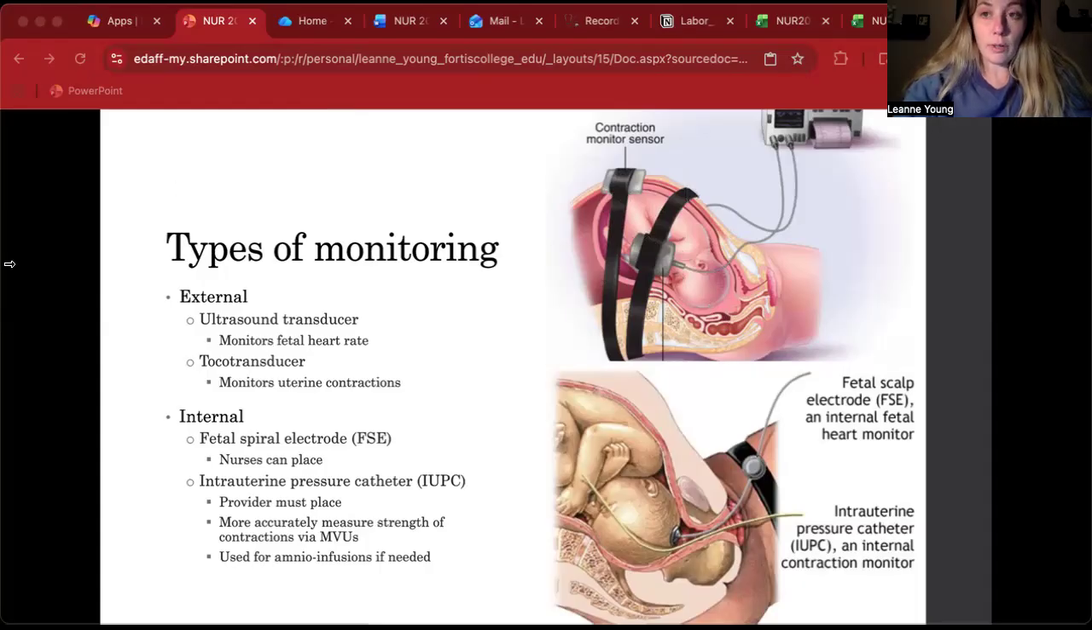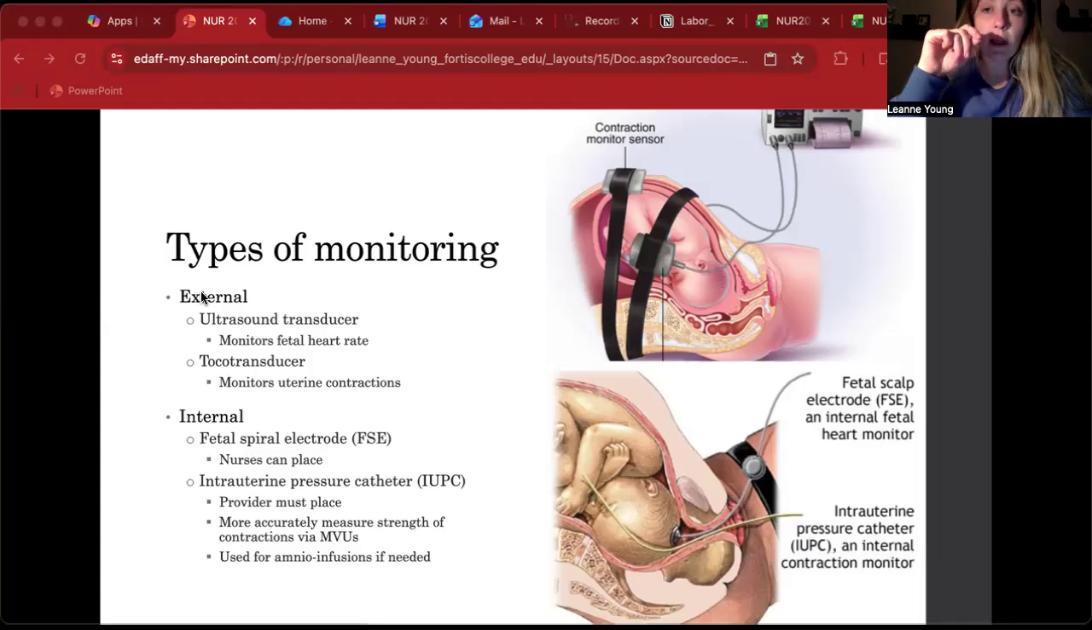Internal monitors. Okay, so we have what's called a fetal spiral electrode, which is a little metal needle that screws into the fetal scalp during labor. Nurses are allowed to place these. Important thing whenever we're talking about the fetal scalp electrode, this gives you a more accurate fetal heart rate, especially for women that are hard to trace, or if a baby has a long deceleration and we need to monitor them more closely, we would use these.